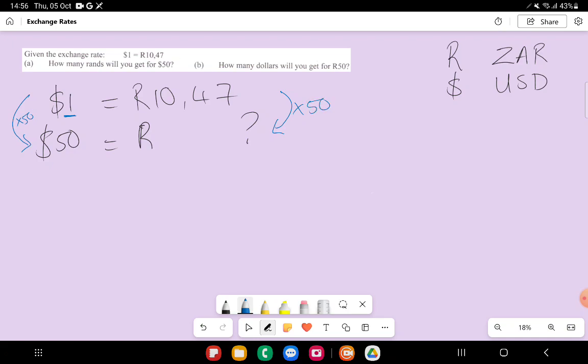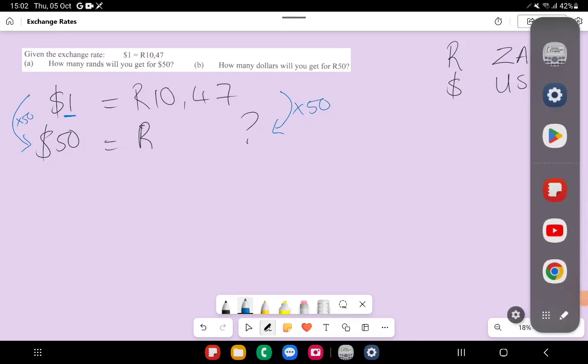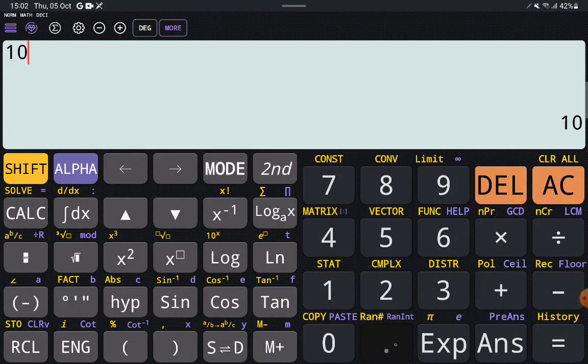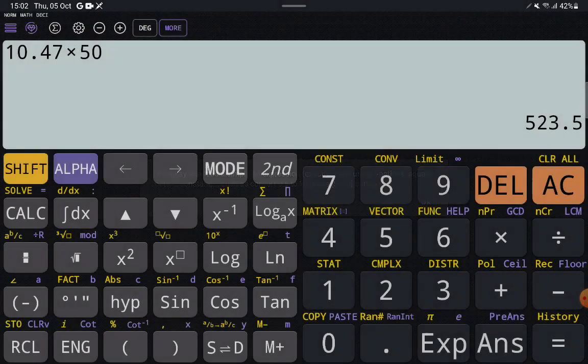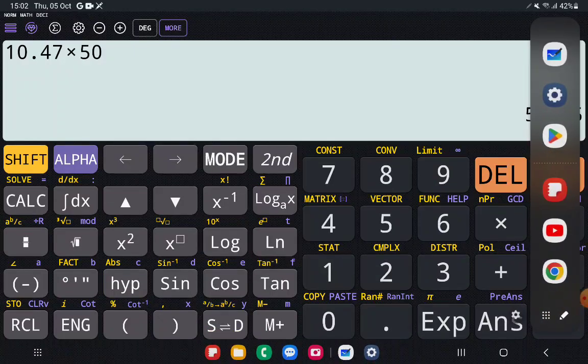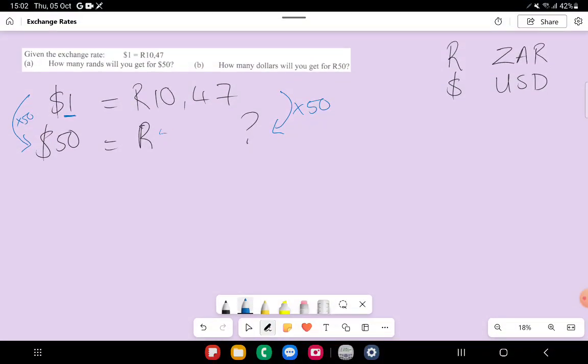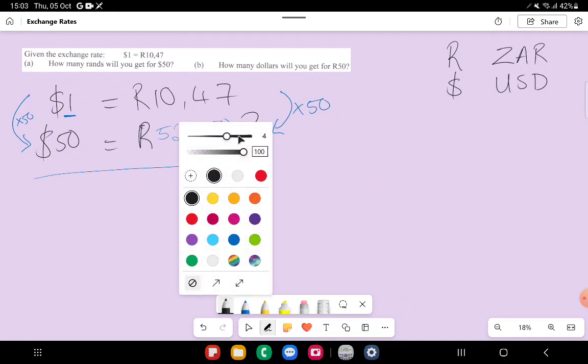So we're going to say 10 rand 47 cents multiplied by 50. 10.47 multiplied by 50 gives us a total of 523.50. So we have 523 rand and 50 cents for $50. Let's do question B. Let's make my ink bigger.